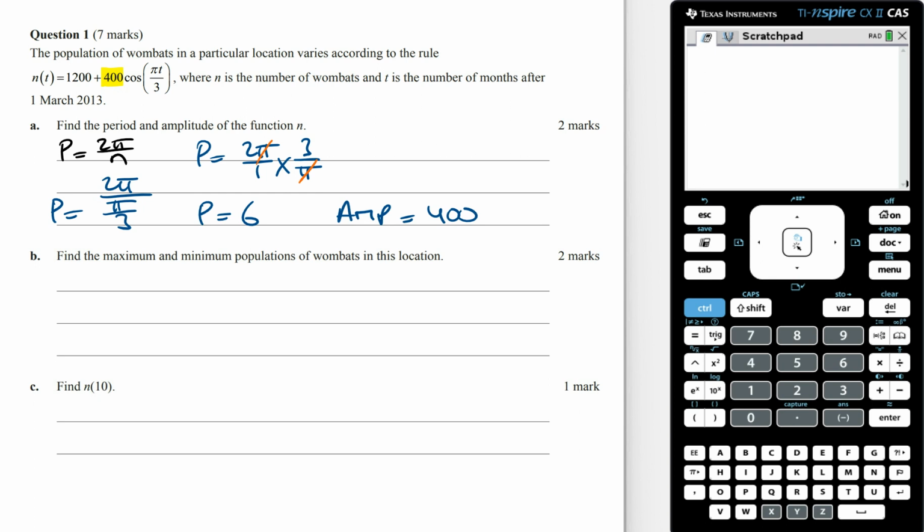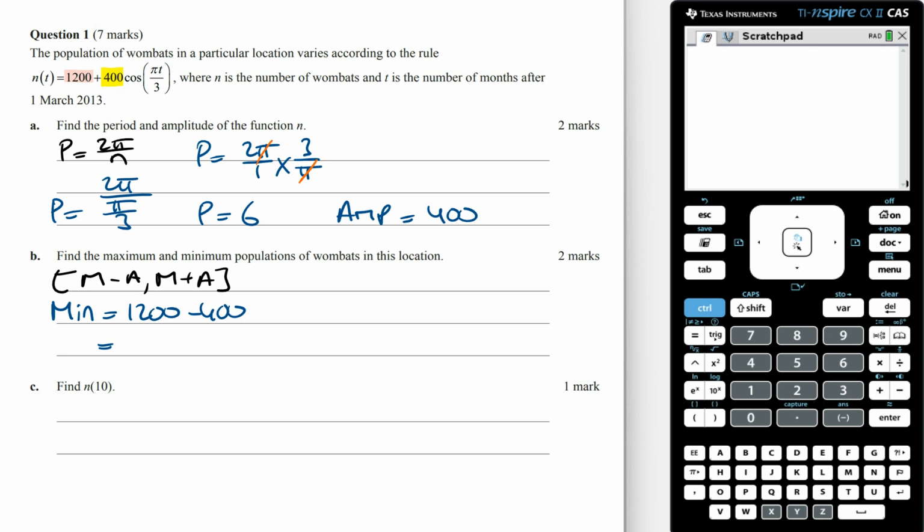Part B. Find the maximum and minimum populations of wombats in this location. The range of a cos function, we know, is found by the mean position minus the amplitude, which is its lowest value, and its mean position plus the amplitude, which is its largest value. And so the minimum population is going to be the mean position, which is the constant that's added to the cos function, minus the amplitude, which is 400.